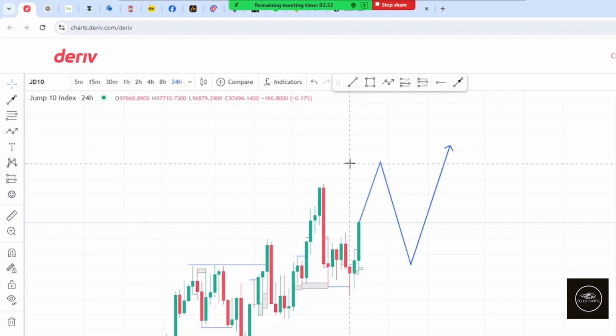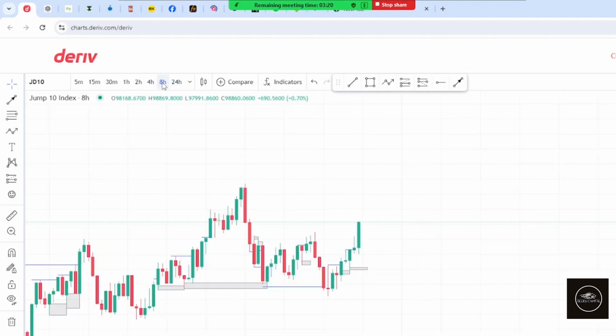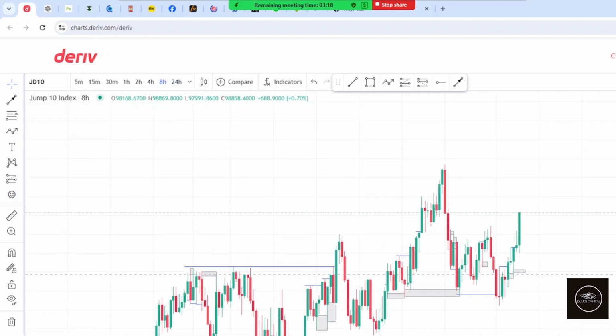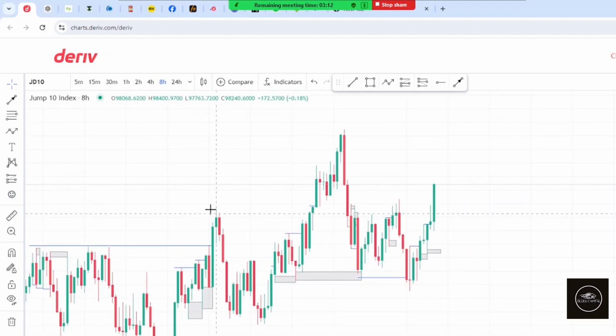So let's move down to the lower time frame. We have identified the trend. The trend is bullish. So moving down to the lower time frame, which is the 8 hours. You can identify that the market is bullish. You can see this is high, low, high, low. So maybe the market is now pushing to create a new high above this level. You can see the market is pushing with momentum, with force.